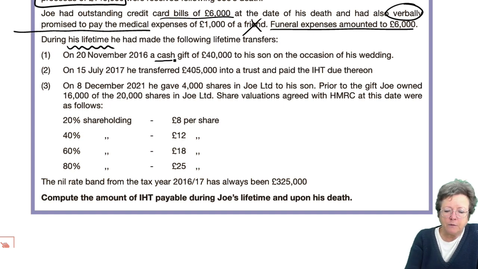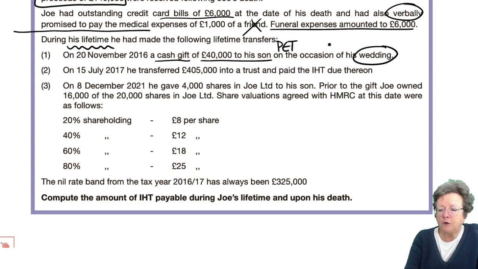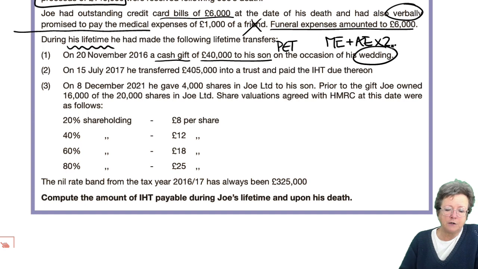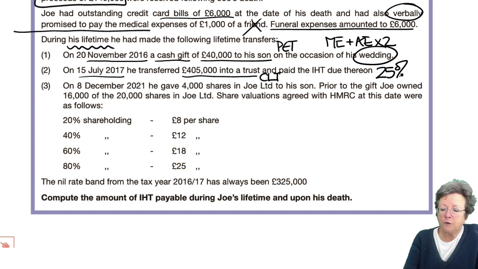Cash to his son, therefore it's a PET. On the occasion of his wedding, so we've got a marriage exemption there, plus annual exemptions, times two, because that was his first transfer in 2016. Then in 2017, he transferred $405,000 into a trust, that's a CLT, and he paid the tax, 25%.